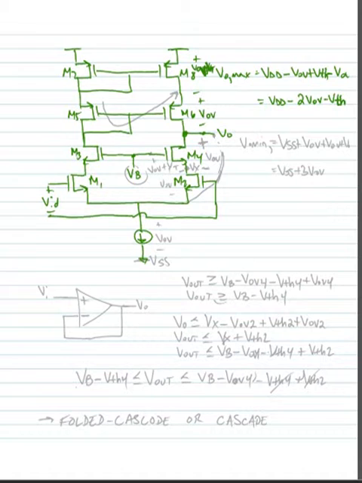Now what does that condition come from? Well, I have to do KVL around this loop to this point to figure out that I need this VOV plus VT. But remember when we looked at the cascode current source, this was the requirement.